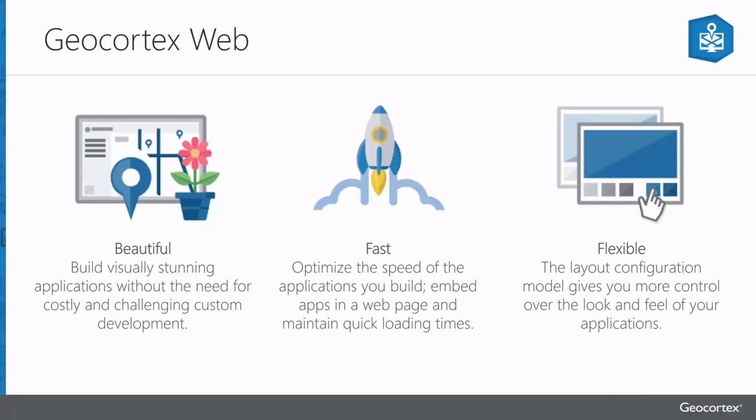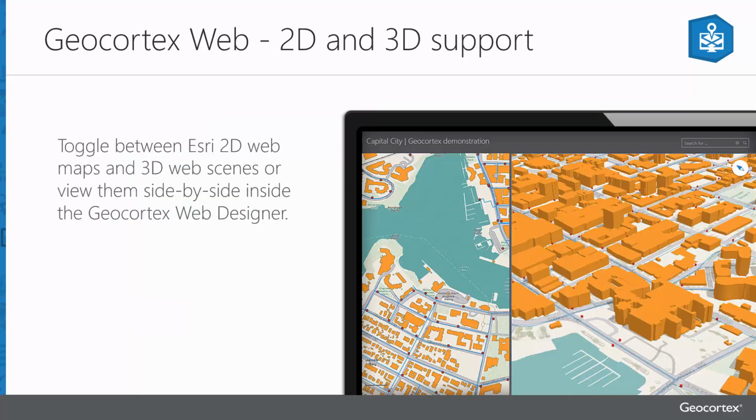So Geocortex Web is the next generation in our viewer technology, which allows you to create visually stunning applications without the need for costly and challenging custom development. Advanced layout configuration within an intuitive web design experience enables you to build responsive applications with a desired look and feel, combining the 3D and 2D capabilities of Esri's JavaScript API to deliver cutting-edge mapping applications.